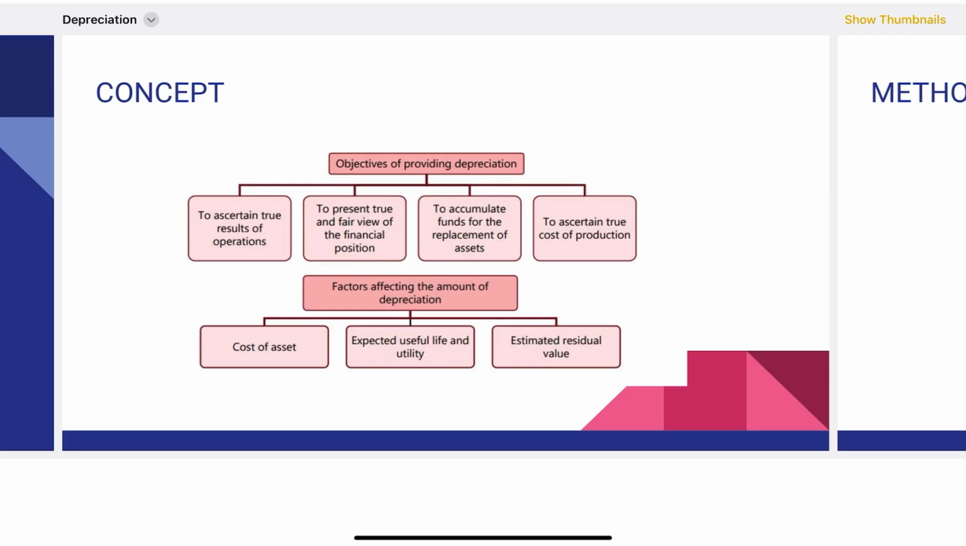So, whenever we use an asset, the value of that reduces or decreases with the passage of time. Now, it happens due to various reasons, such as wear and tear due to its use in business, efflux of time, obsolescence due to technological or other changes, and so on. Now, depreciation is the systematic allocation of the depreciable amount of an asset over its useful life.